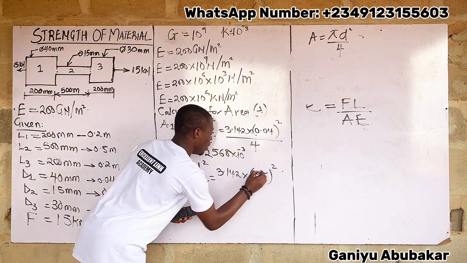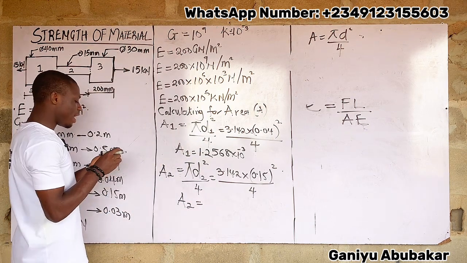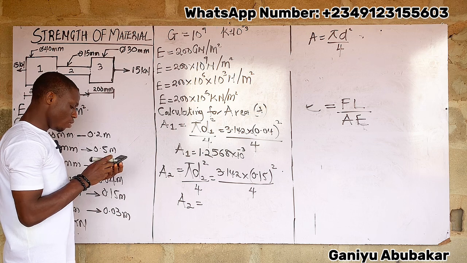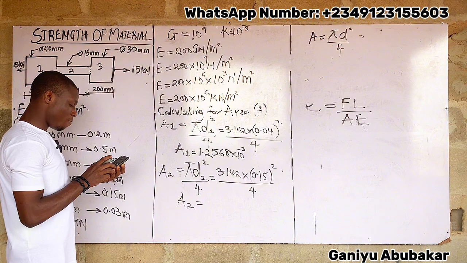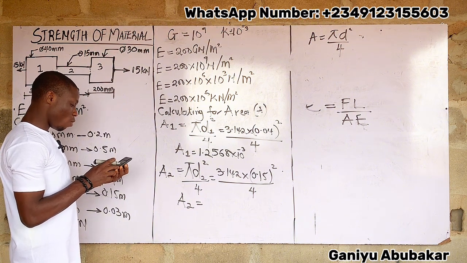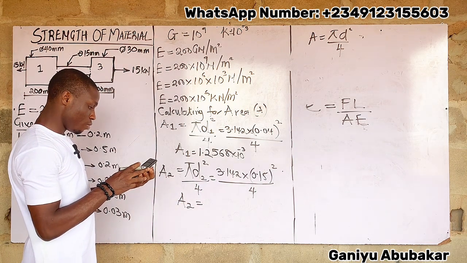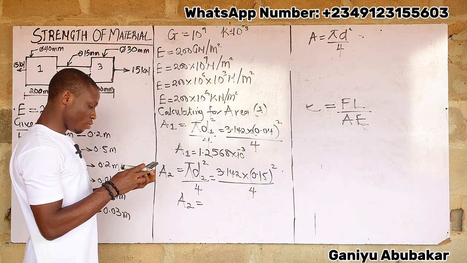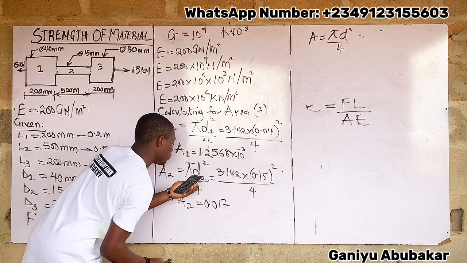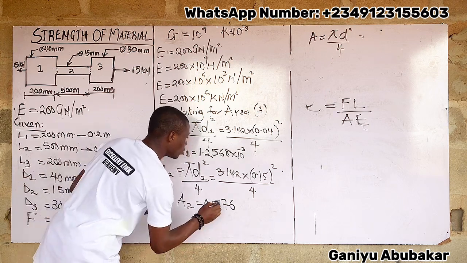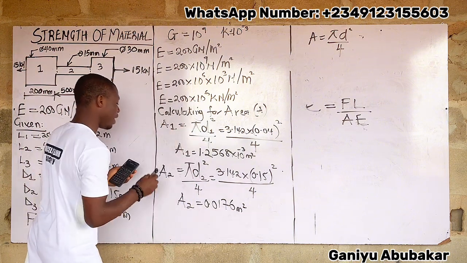0.15 all squared all over 4. What's my area at section 2? Area at section 2 will be equal to 3.142 times 0.15 squared divided by 4. I have about 0.0176. So observe, what's my unit? Meter squared, please. Meter squared. This is my section 2.